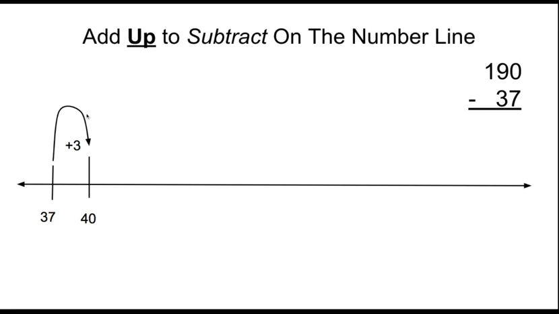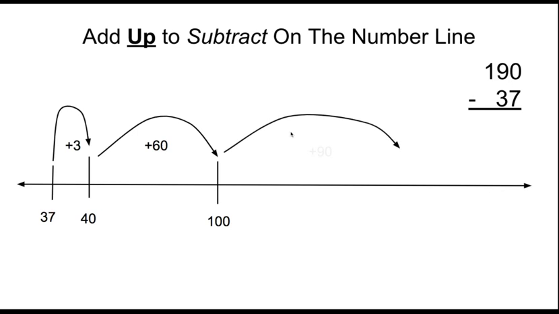Now it's going to be a much easier way to count up. So I want to go from 40 all the way up to 100. So I know I need 60 more to get to 100. Once I'm at 100, I know I only have to go 90 more. So I'll take a leap of 90, which takes me to 190.